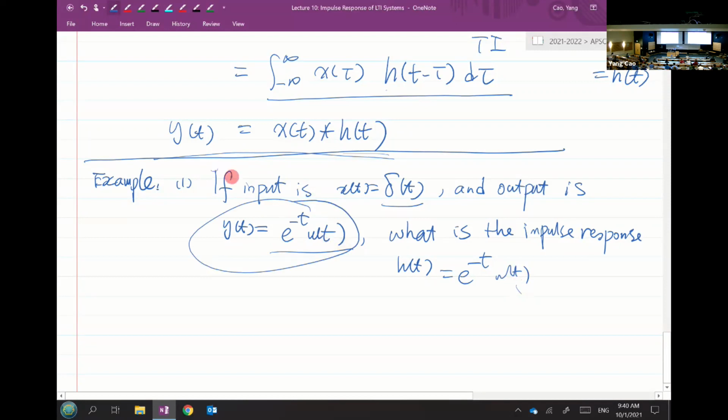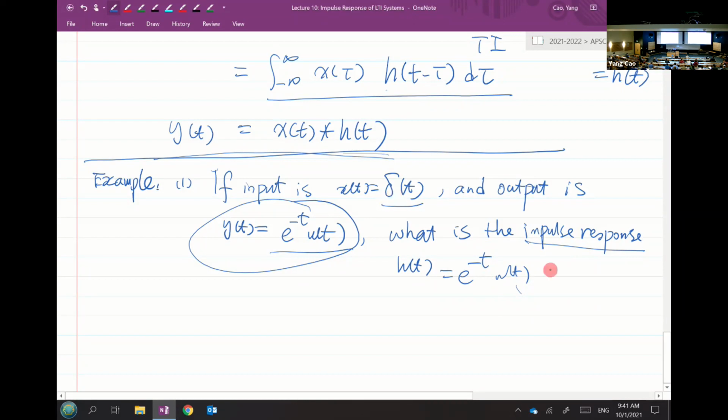Because whatever I have stated as the first part of the question here, that's basically the definition of impulse response. Your input is delta t, your output is this. Whenever your input is delta t, you call the output the impulse response. So if I want you to write down the impulse response, you don't need to do any other sophisticated math derivations. Just write down the corresponding output to this delta t.